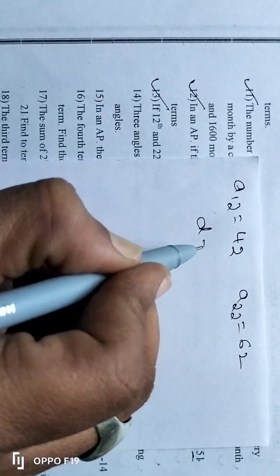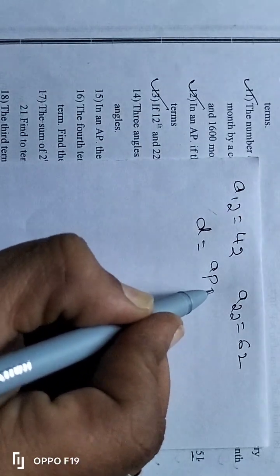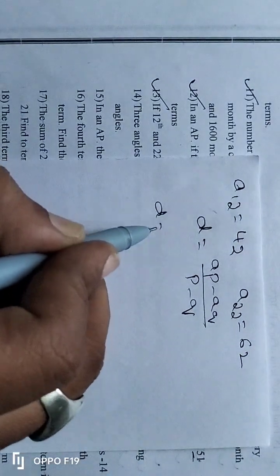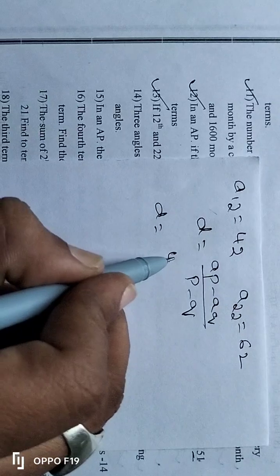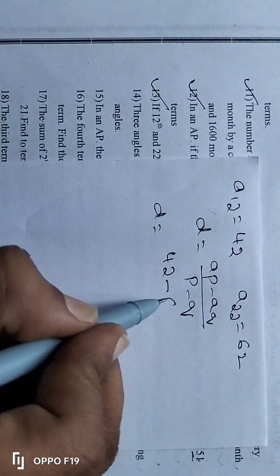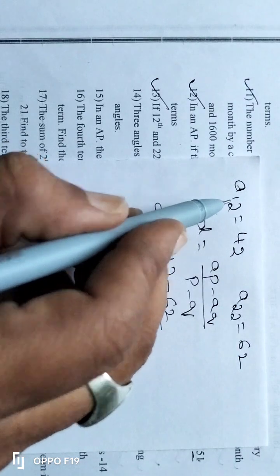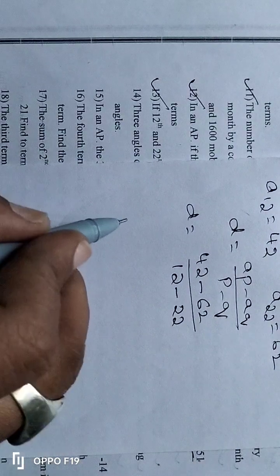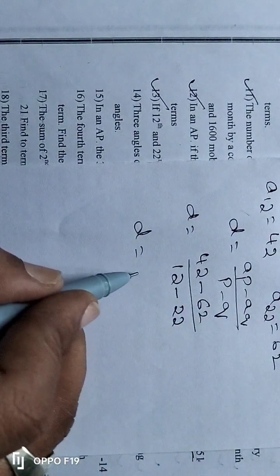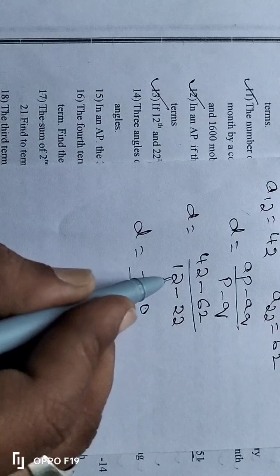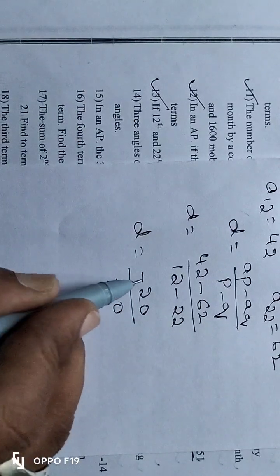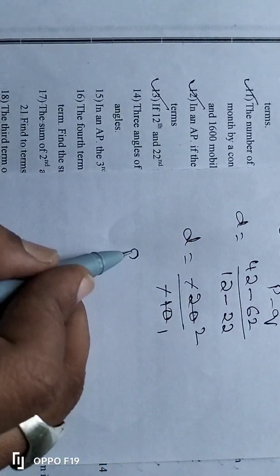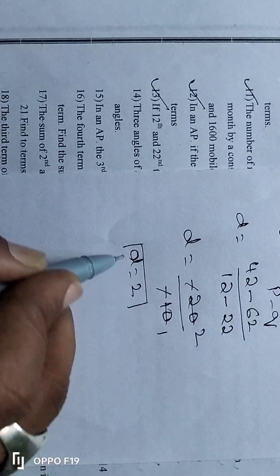First let us find out D. So D is equal to AP minus AQ divided by P minus Q. So D is equal to, what is AP? It is 42, minus what is AQ? It is 62, divided by what is P? It is 12, minus what is Q? It is 22. So D is equal to 42 minus 62, which is minus 20, divided by 12 minus 22, which is minus 10. Minus minus cancel. 10 twos are 20. The value of D is 2.